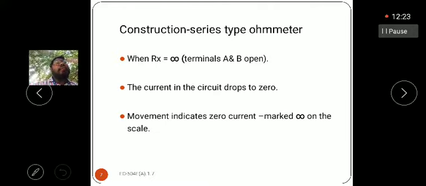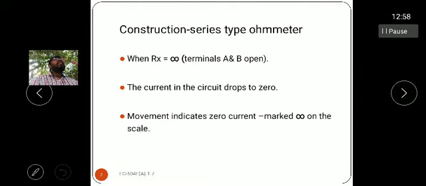With the help of this particular construction of the series type ohm meter, we have to observe two things. The first one is, if the unknown resistance is minimum, that is equal to 0, the terminals are short circuited and the current is maximum. That means the maximum full scale deflection is shown by the meter, and the pointer shows the ohm meter resistance as 0. The resistance value is 0 because it shows the maximum current.